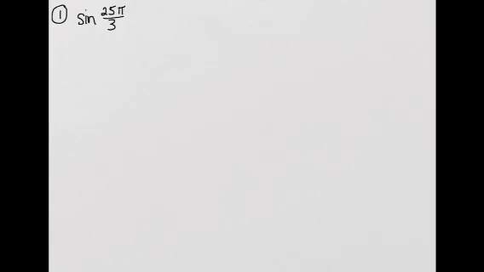Alright, so for number one, 25 pi over 3, the first thing to do is change the improper fraction to a mixed number. So 3 goes into 25 8 times, with remainder 1, so 8 and 1/3. That means you go around 1 pi, 2 pi, so 8 pi is going to land right here at 0, right? 8 pi. And 1/3 pi more would be right here.